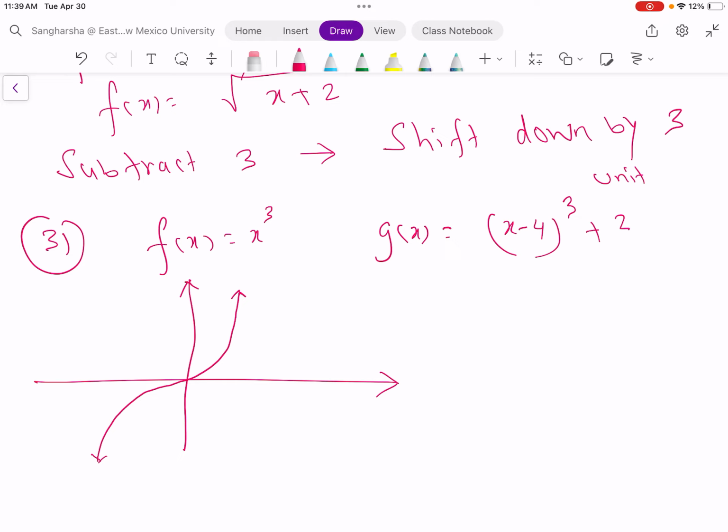Now graph g of x using transformations. Make sure to write every transformation that you used. And let me know if you need any help.